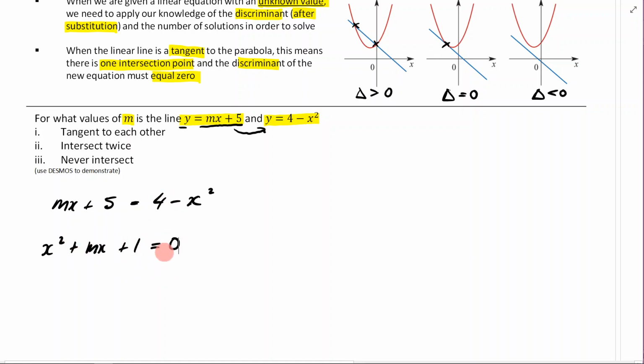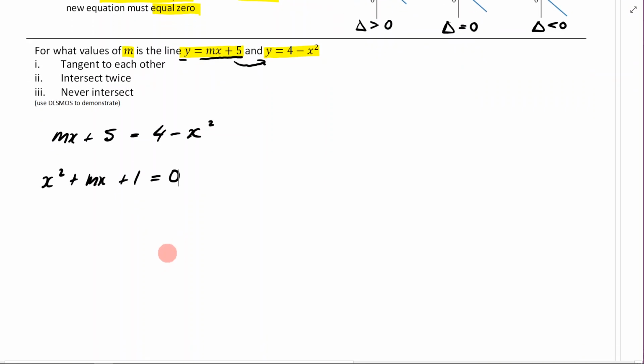Once I've got this, now I can apply my knowledge of the discriminant. So remember, a is going to be 1 in this case. My b value will be my coefficient of x, and then my c value will be my constant here. So I'm using my knowledge of the discriminant now, and this is going to help me figure out what the value of m is going to be if it's tangent, intersects twice, or never intersects. Okay, here it is. Let's just keep filling this out.